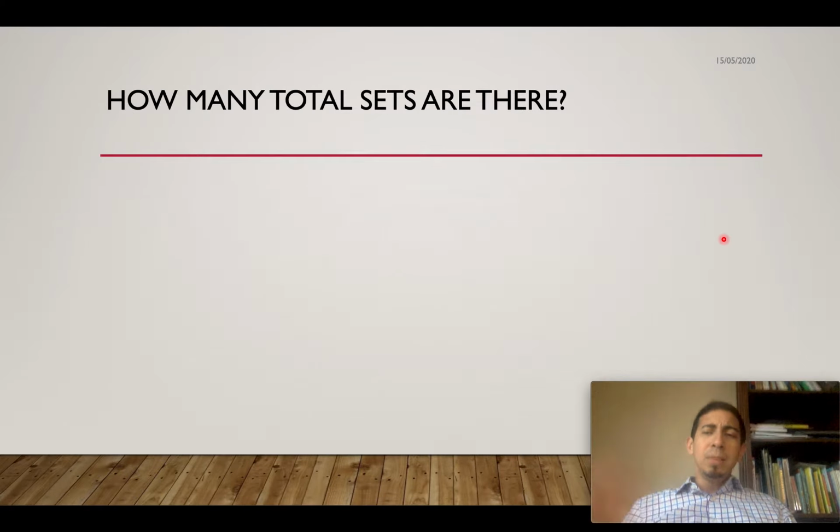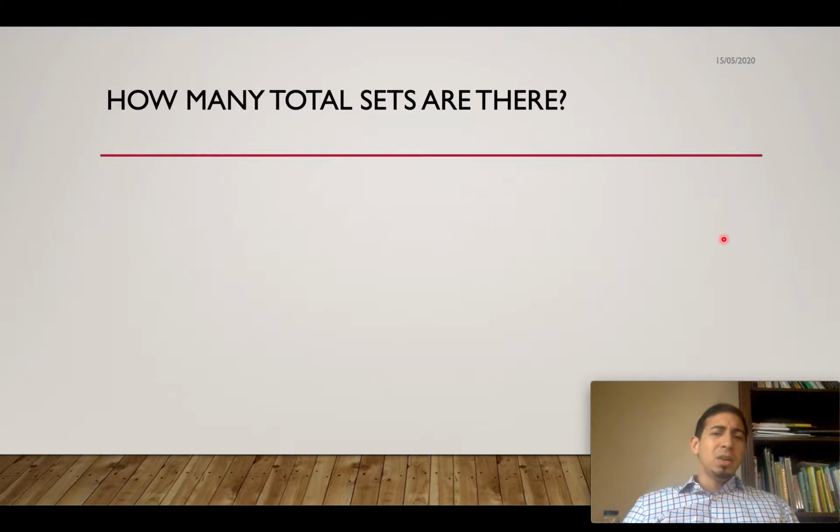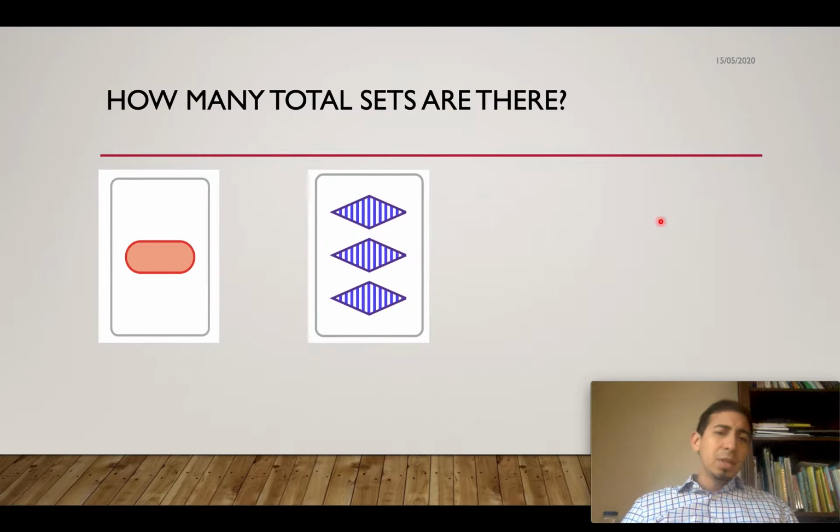Okay, now let me answer a sort of combinatorial question about this. How many total sets are there? So how many sets are there in this deck? Let's think about the following. Imagine that I give you two cards, any two cards. I just picked these two, but it could be any two cards. If I give you two cards, can you find a third one, or how many can you find that form a set with these two cards?